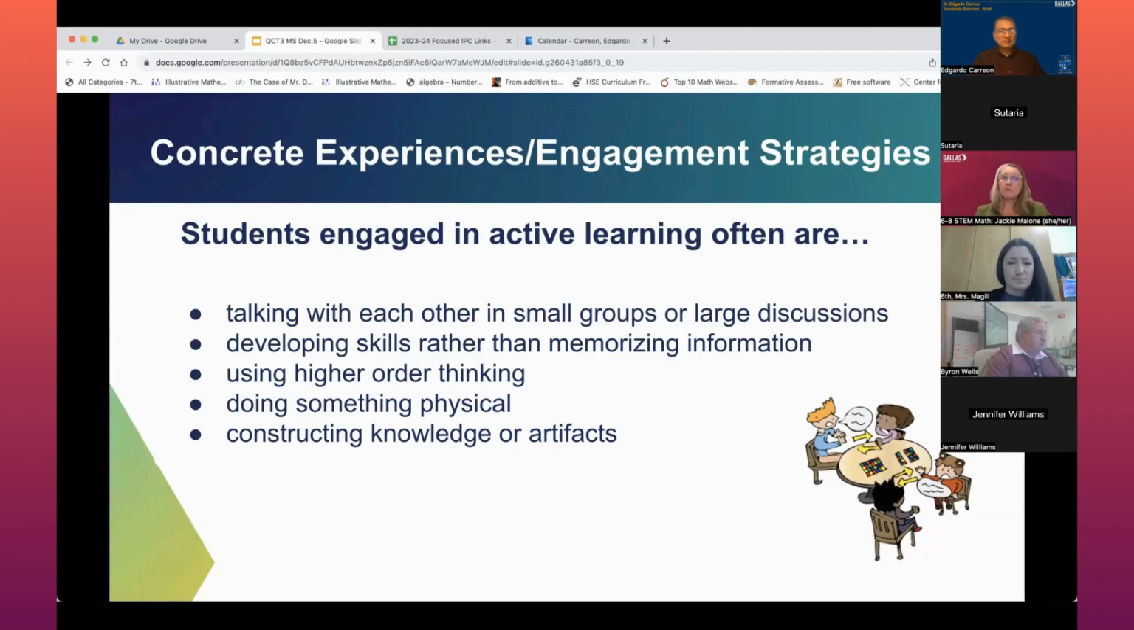We also know that when we're using concrete experiences, that almost builds in the engagement. But even when we don't have the concrete, we need to find a way to keep them engaged, right? Because when they're off task, we know that's when things go awry.